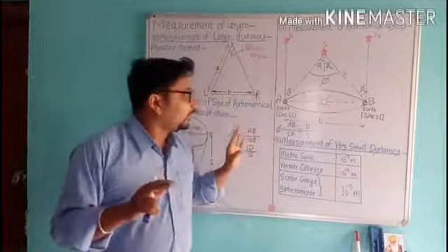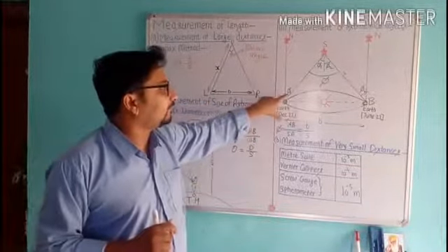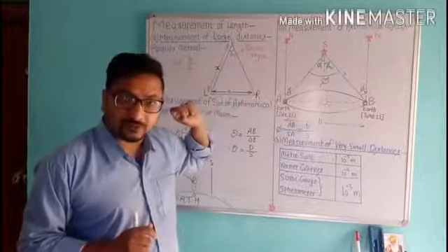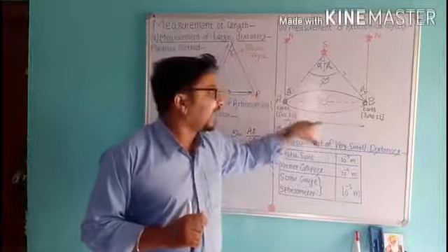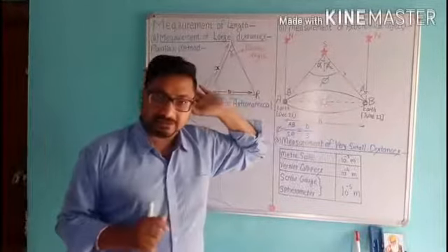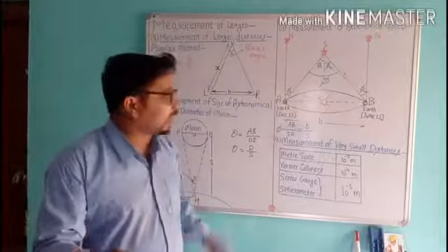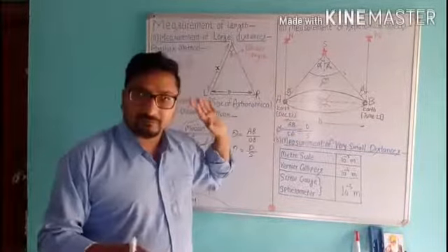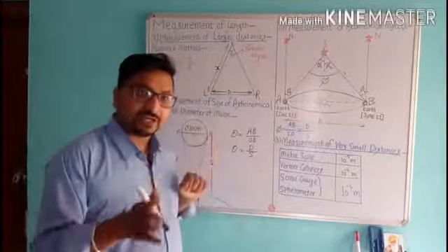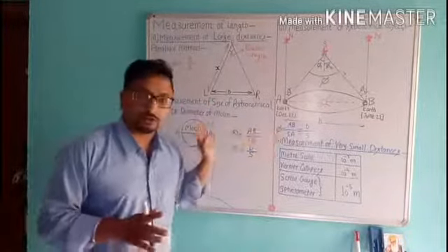So with the help of this formula, by knowing the value of phi with the help of an astronomical telescope, and B, we can easily calculate the value of S. With the help of an astronomical telescope, we can easily calculate the value of phi, and if we have the value of B, then we can easily calculate the value of S by this formula.